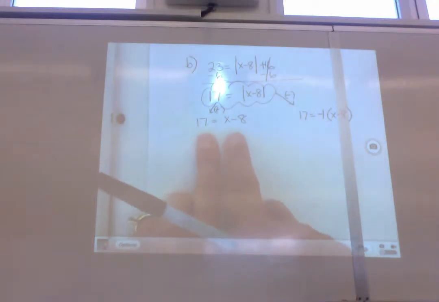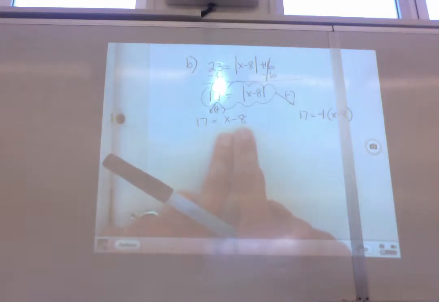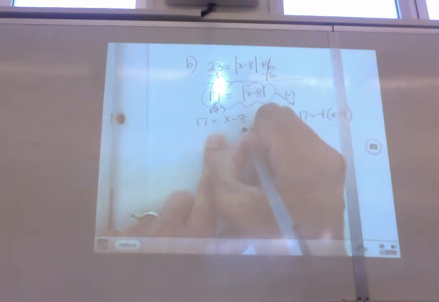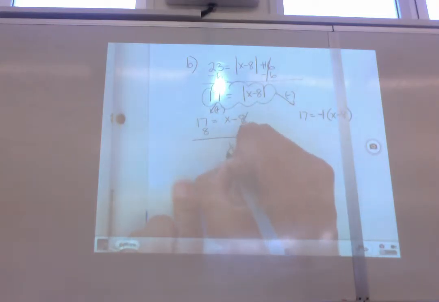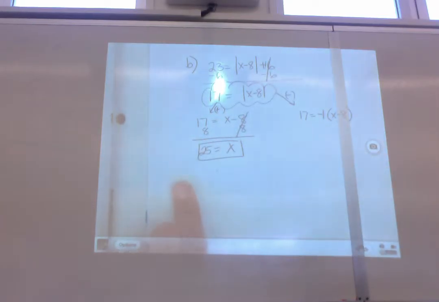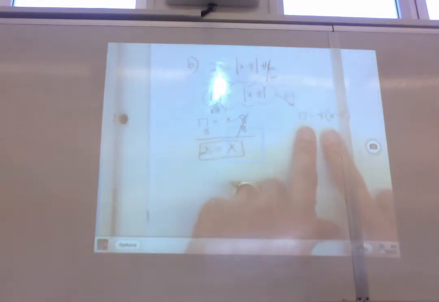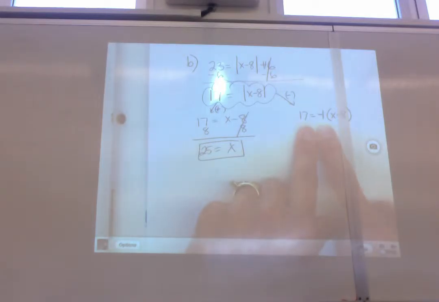All right, we're not done yet. X minus 8. In order to get x by itself, I need to add an 8. X equals 25. This one's a little harder. Guillermo, what's my first step?